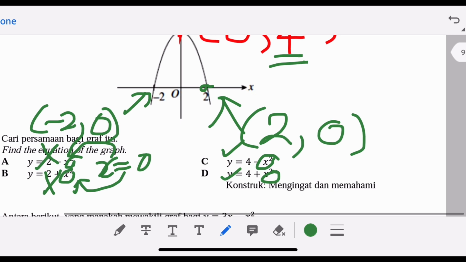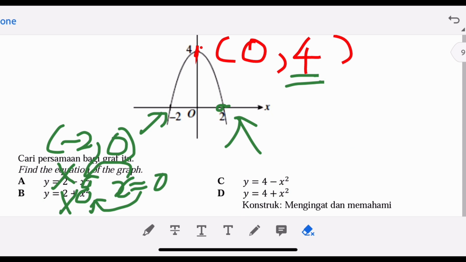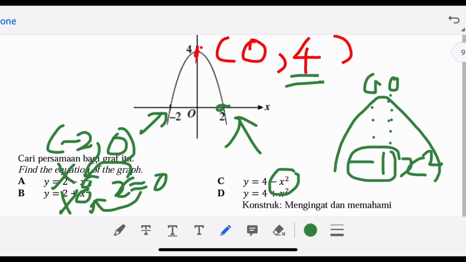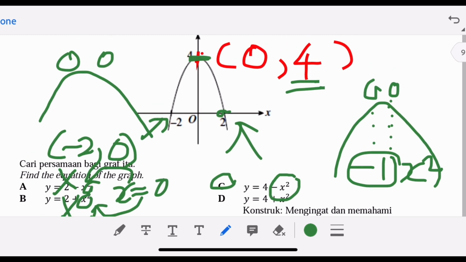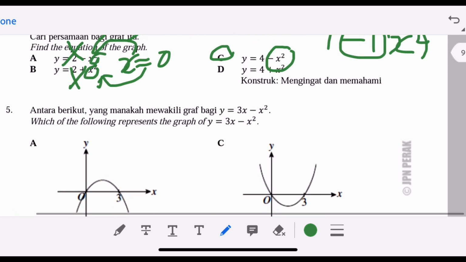Okay, so then we know that the shape is sad, right? Very sad. Cry. Okay, sad means that you choose a negative one. The negative must be in front of the x squared, -1. Okay, this is a number. So that's how you choose the answer. So the answer is C. Okay, why? Because it's a sad face, -x squared, and the y-intercept is 4, correct?